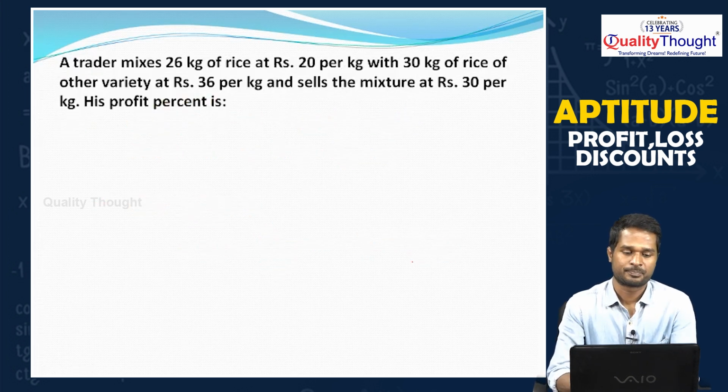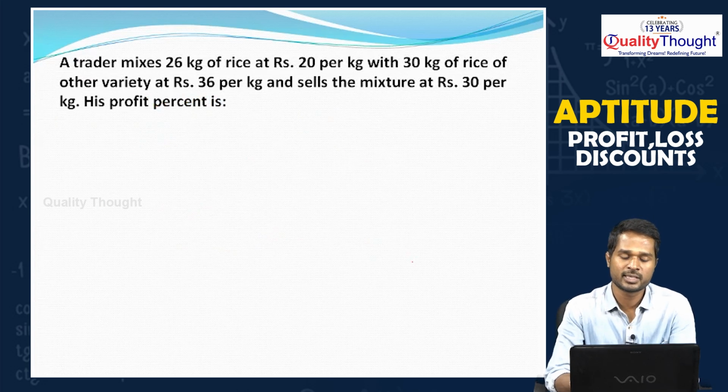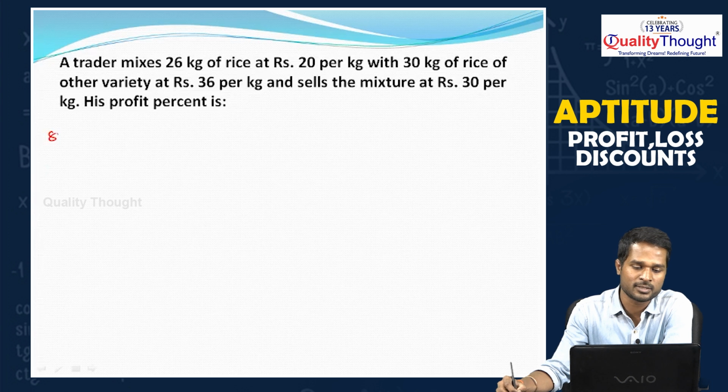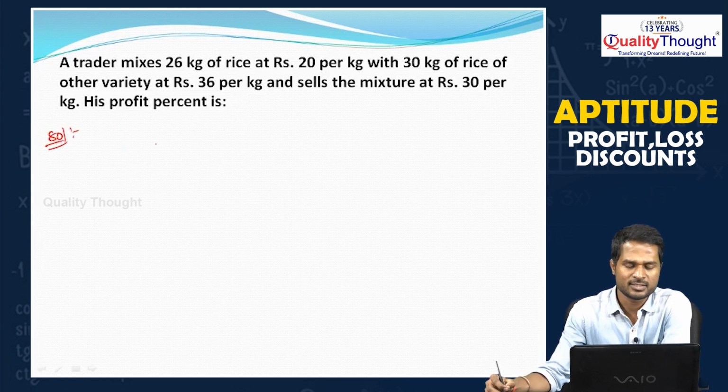The question says, a trader mixes 26 kgs of rice at 20 rupees per kg with 30 kgs of another variety of rice at 36 rupees per kg and sells the mixture at 30 rupees per kg. So, his profit percentage in this case is how much? A trader, a businessman, has mixed two types of rice. Let us see this, we will take a box method to solve this question.